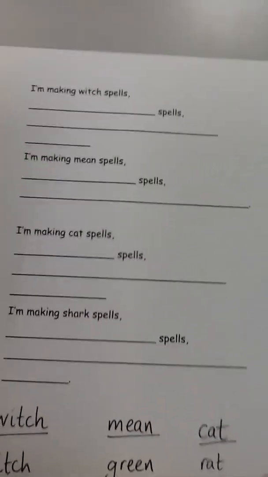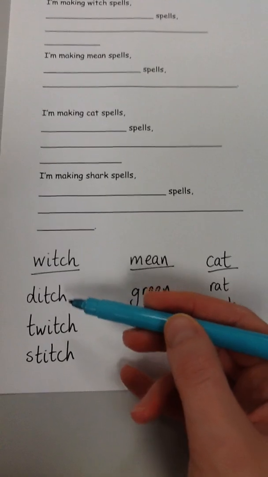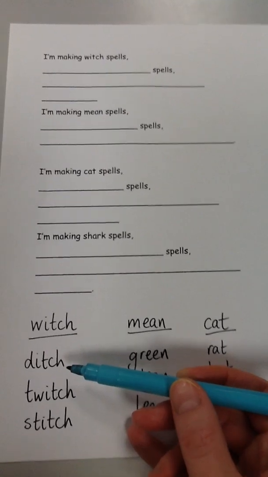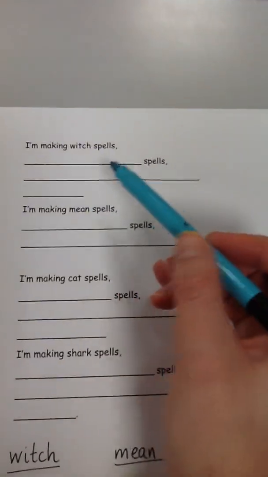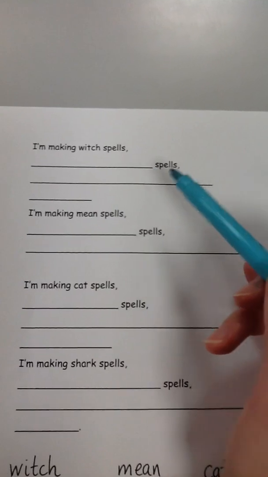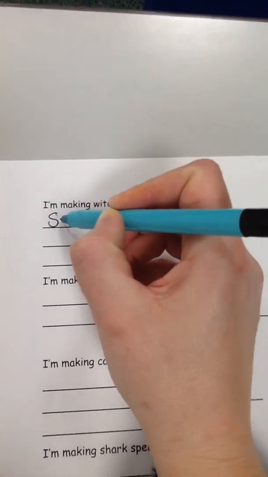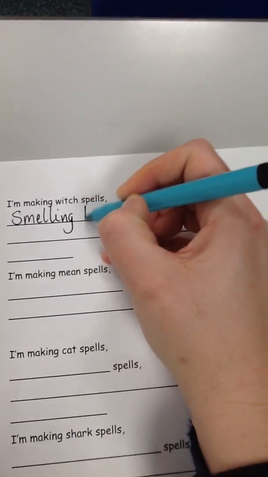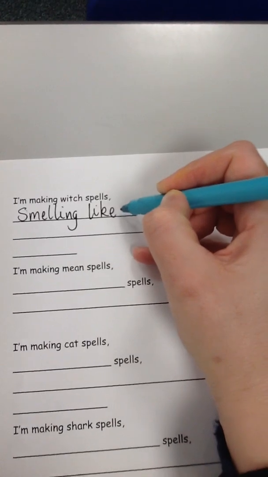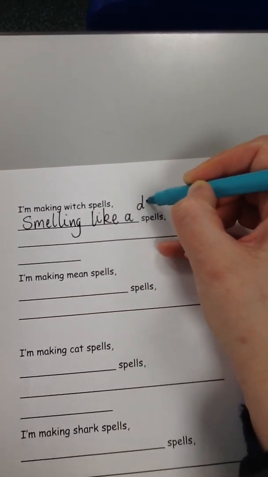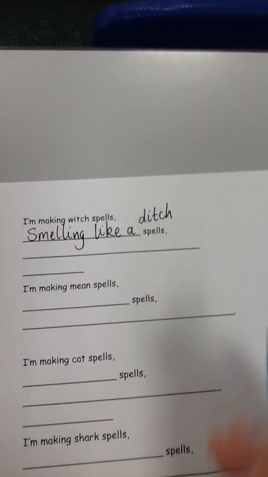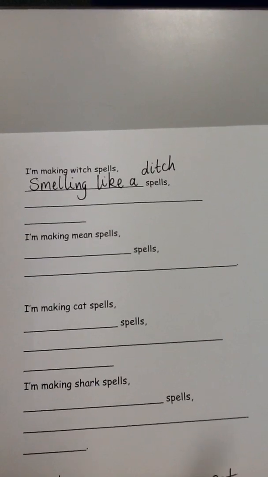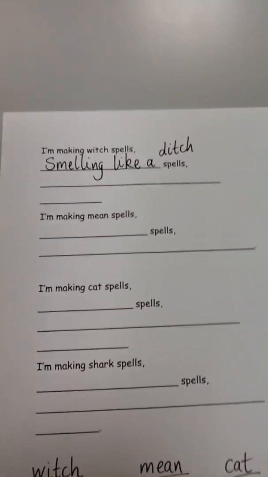Okay, so I'm making witch spells. Now the words here I've got to use ditch. Ditch is quite dirty and smelly. Maybe I'm making witch spells smelling like a ditch spells. That would work. I like that. I haven't included enough space, have I? There we go. So I'm going to read that through and see if I like how it sounds. I'm making witch spells, smelling like a ditch spells. Yeah, I like that. I think that sounds good.